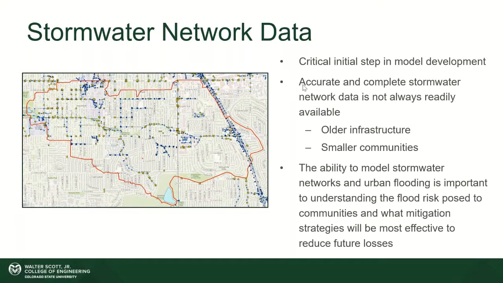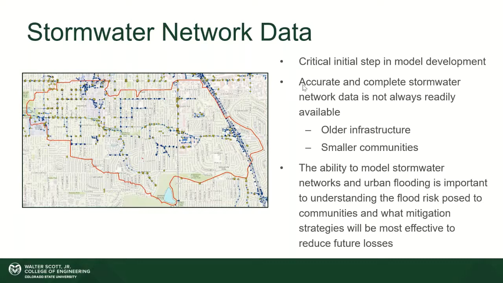So now I'm going to talk about some of the challenges that really tie back into that question of the matching of the spatial scales. Stormwater network data is, of course, one of the initial steps and potentially one of the more important steps in model development. You want to start with good data, obviously. But unfortunately, accurate stormwater network data is harder to come by than you would first expect, and harder to come by than I first expected when I started this project.